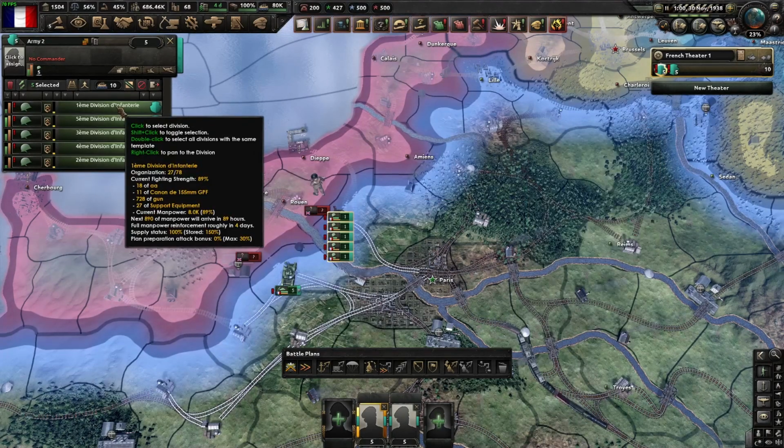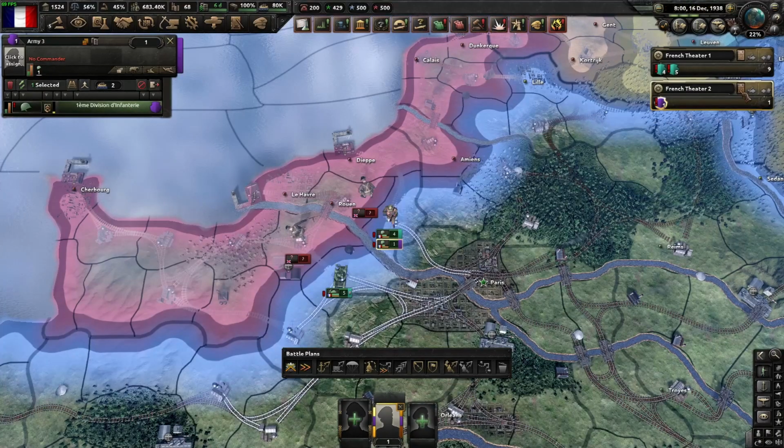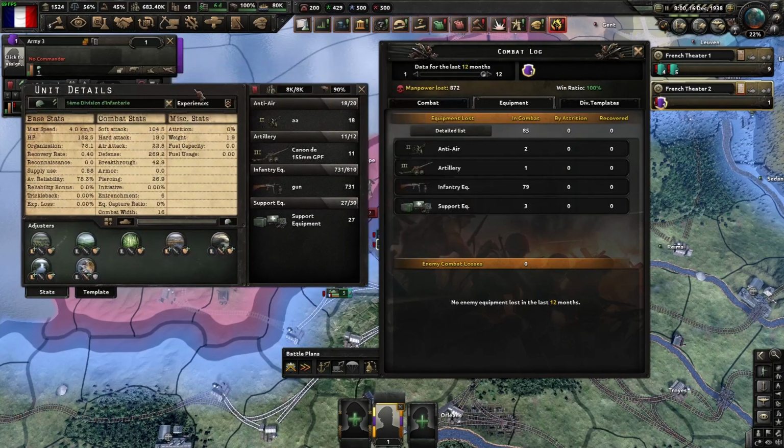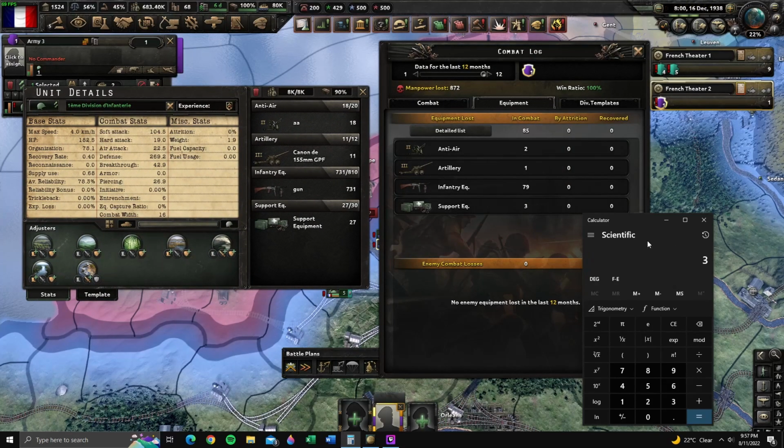So if we were to split this one division off, so we have this division in its own theater, we can now see its losses, and we can just check our proportion of losses. So 30 divided by 202 multiplied by 810 multiplied by 0.7 is about 84. We lost 79. It's not exact. There's a bit of randomness to it, but it's pretty close.